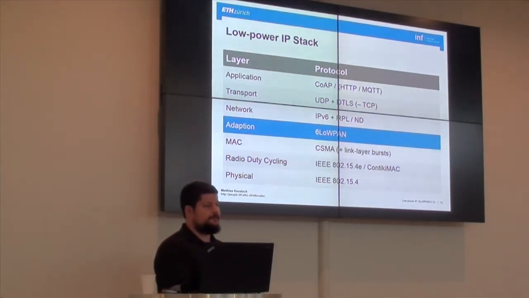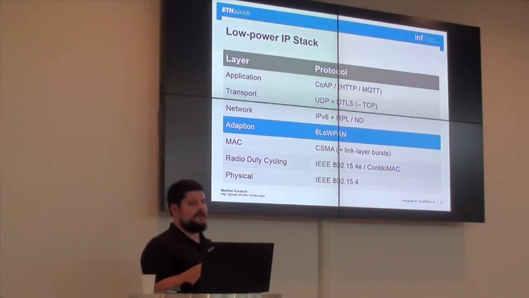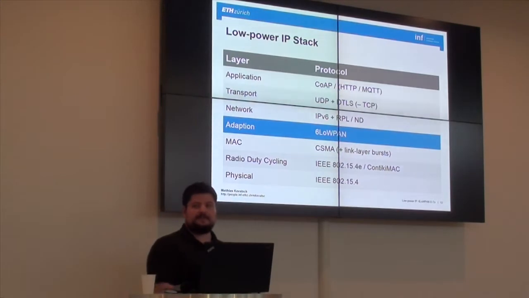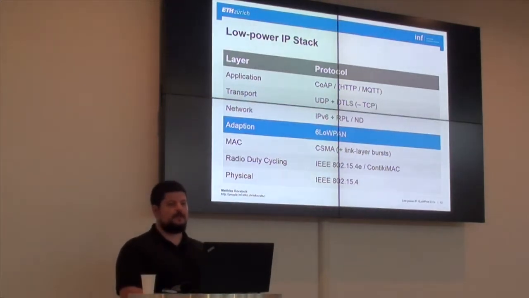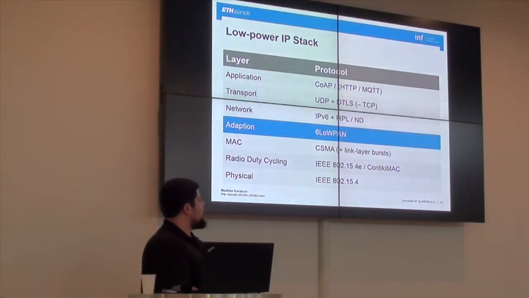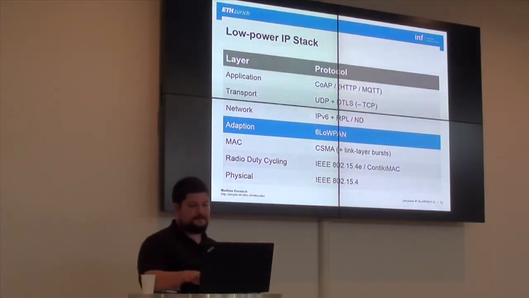So TCP doesn't perform as well as it should, and it also eats up a lot of memory in your implementation. So UDP, usually you have CoAP, that's a new application protocol based on that on top, but we're going to focus on this adaptation layer, 6LoWPAN.